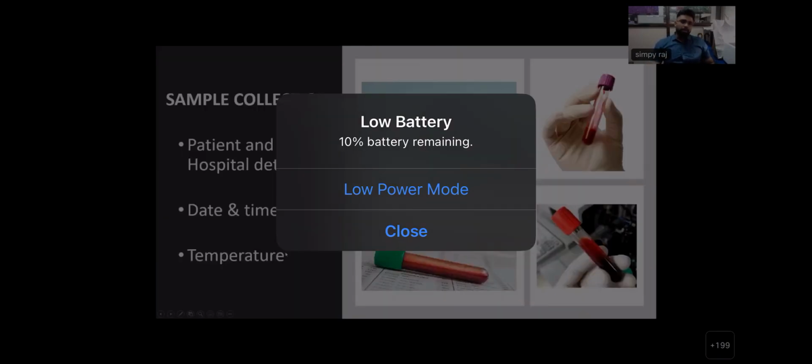So the problems that can arise in sample collection can be solved if we have the patient and hospital details. The date and time of collection is also crucial, as well as the temperature at which you receive the sample. You must always make a record of that.